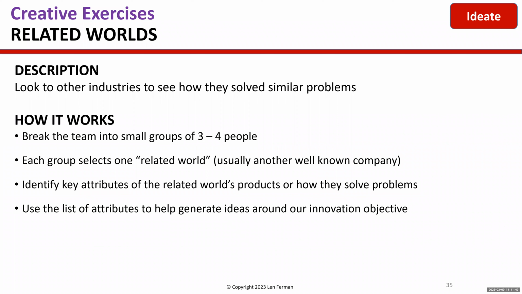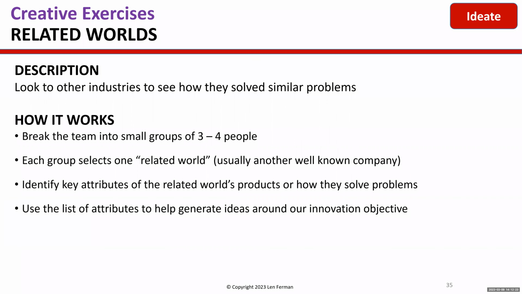And the way I typically would run a related worlds creative exercise is I would break up a large group into small groups of 3 or 4 people. I'd have each one of them pick a related world. So another company or industry, or sometimes even another person that they want to think about. And then they're going to identify all the attributes of that company and think about how they solve problems. And then they're going to use that list they came up with to look back at our innovation objective and say, how can we leverage some of these things to come up with ideas to solve our innovation objective?